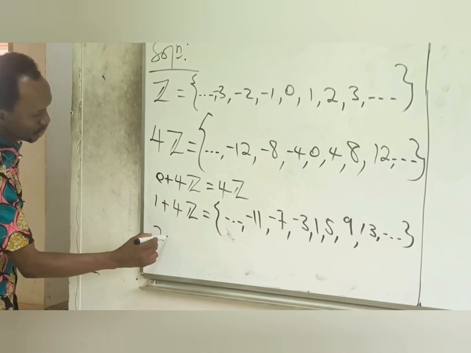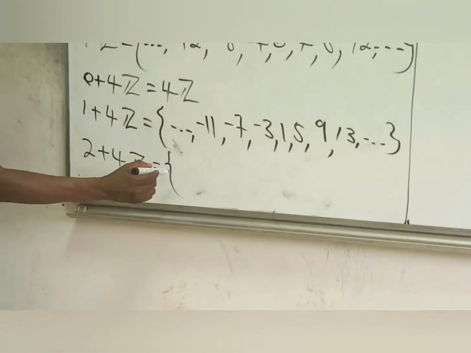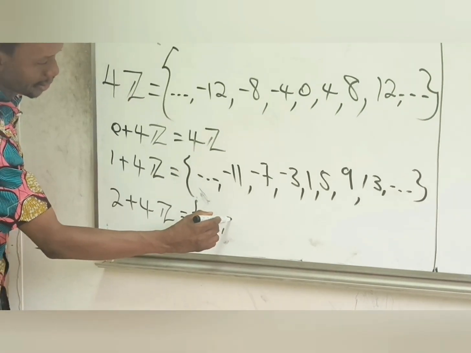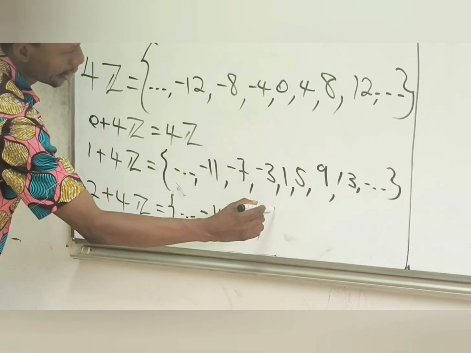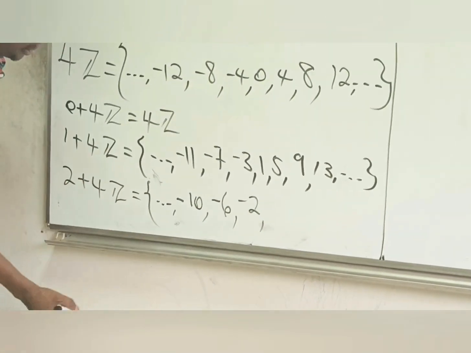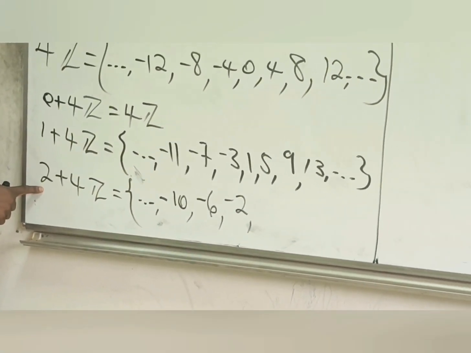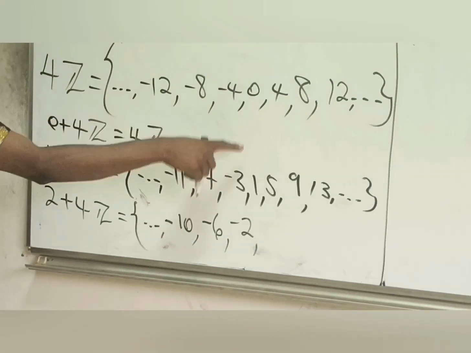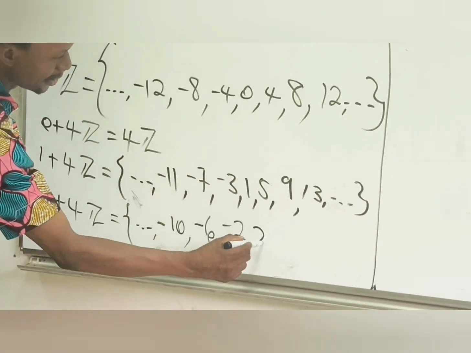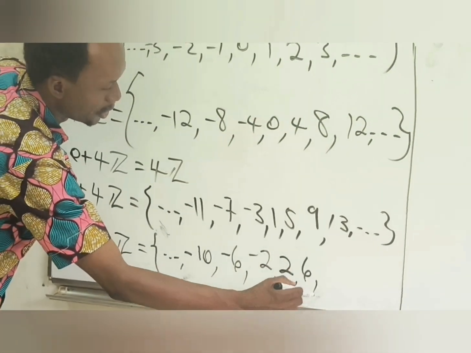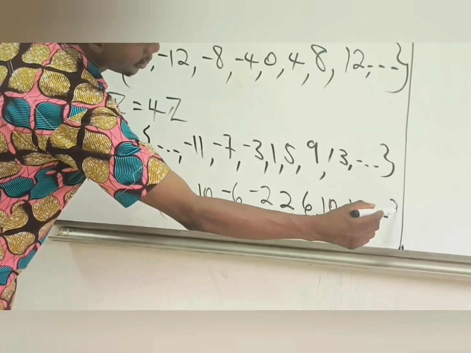2 plus 4z. What do you get? Negative 10. Is it negative 10? Yes. Negative 6. Negative 2. And 2. Is it 2? Yes. 2 plus 0 is 2, 2 plus 4 is 6, 2 plus 8 is 10, 2 plus 12 is 14. Thank you.